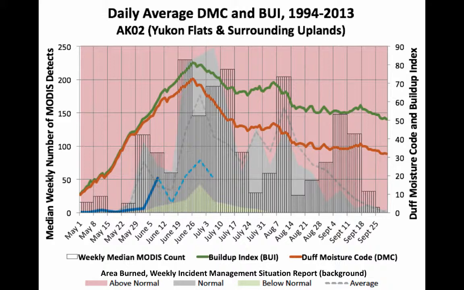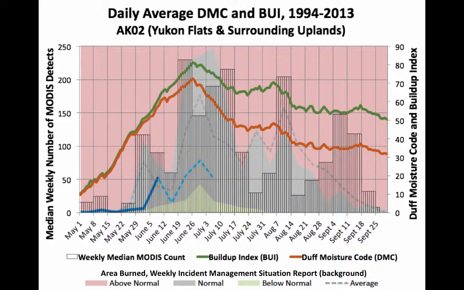The resulting DMC values have traditionally been compared week to week, month to month, and year to year. They produce excellent representations of growing season fire potential, as this graph from the upper Yukon region of Alaska shows. The orange line shows the climatological average season trend for DMC, while the green line shows the associated buildup index, or BUI. The shaded bars show the median number of weekly MODIS fire detections in the same Yukon Flats area for a 13-year period from 2001 through 2013.